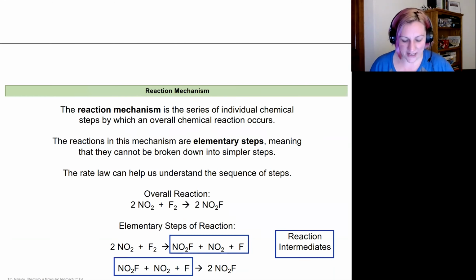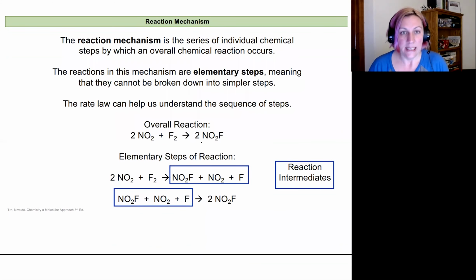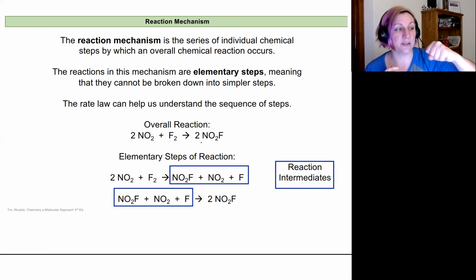So, reaction mechanisms. A reaction mechanism is a series of individual chemical steps in which an overall reaction occurs. So it's like the little steps that make up an overall chemical reaction that we're looking at. Mechanisms are going to be a series of what we call elementary steps. Elementary steps are chemical reactions that can't be broken down into simpler steps. It's similar to two molecules colliding, one bond breaking, or one bond forming could be an elementary step, or one molecule decaying into two would be an elementary step.